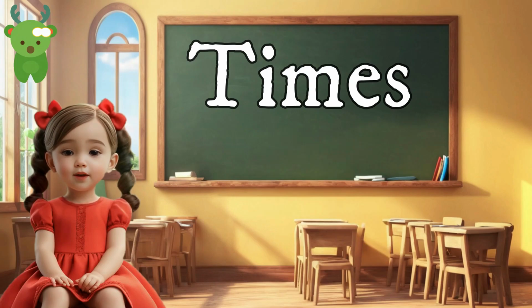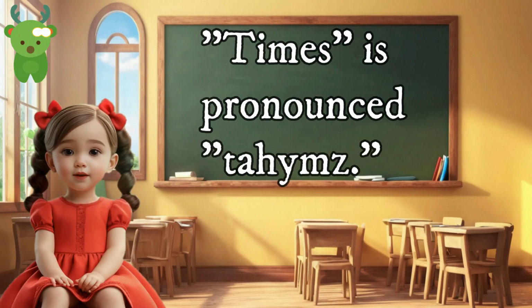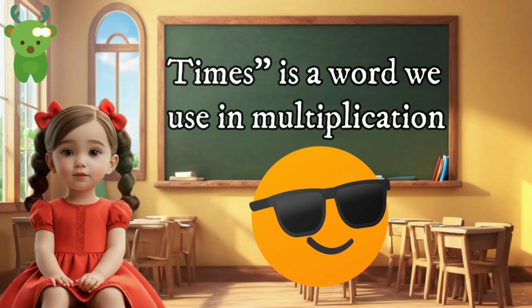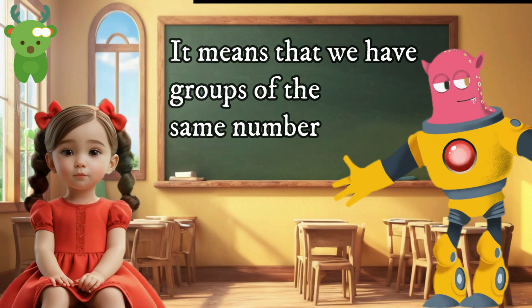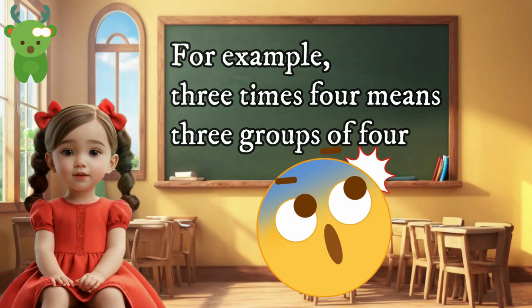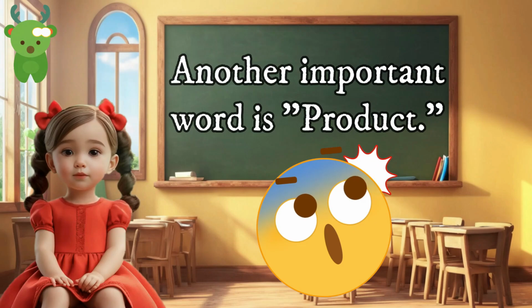Times. Times is pronounced "times." Times is a word we use in multiplication. It means that we have groups of the same number. For example, 3 times 4 means 3 groups of 4. Another important word is product.